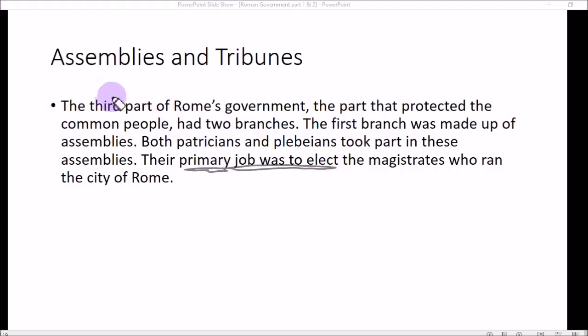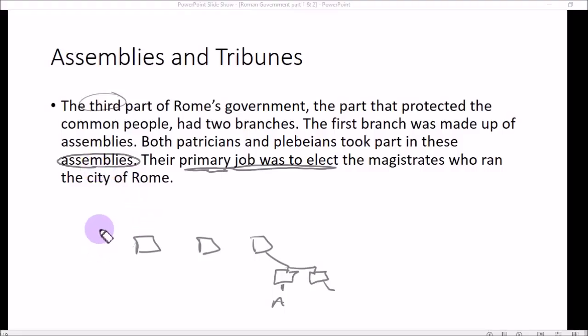All right, so this is our third part of the Roman government. Two branches. So that just means that the third part had two branches. So we have the first part, the second part. The third part was broken up into two more parts, just to make things a little more confusing for us. And then the first branch was made up of assemblies. And the second branch we'll see later. Assemblies were just a group of people who would get together and elect the people who are going to run the city, the magistrates.